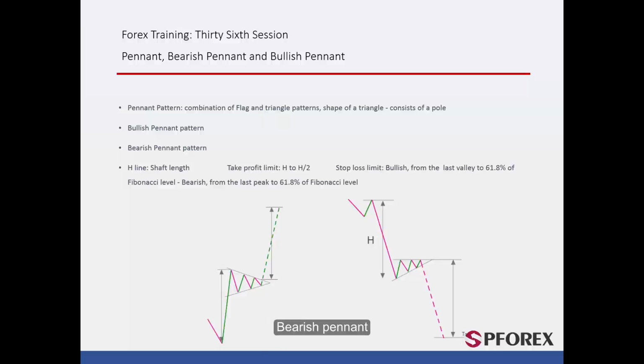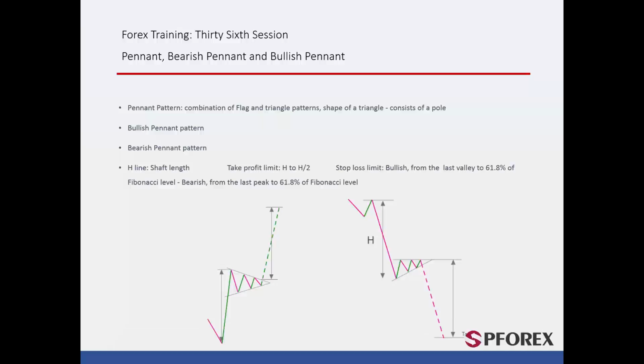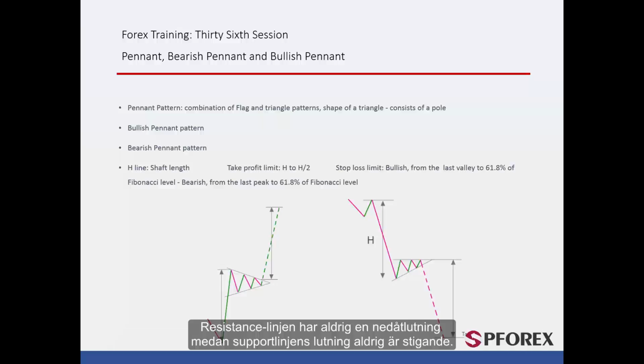Bearish pennant. Bearish pennant, shown on the right graph, is formed on a downward trend, which may have a level or gradient support and resistance lines. Resistance line never has a downward slope, while the slope of the support line never forms upwards.